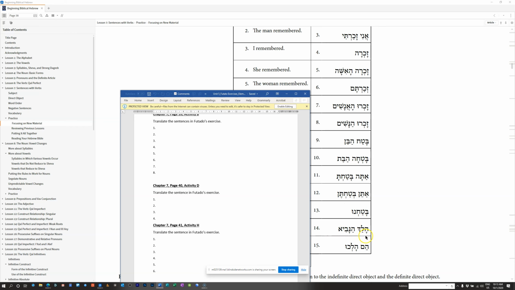Number 14, we have Halach Hanavi. Halach, he went or he walked. Who walked? Hanavi, the prophet. So the prophet walked or the prophet went.